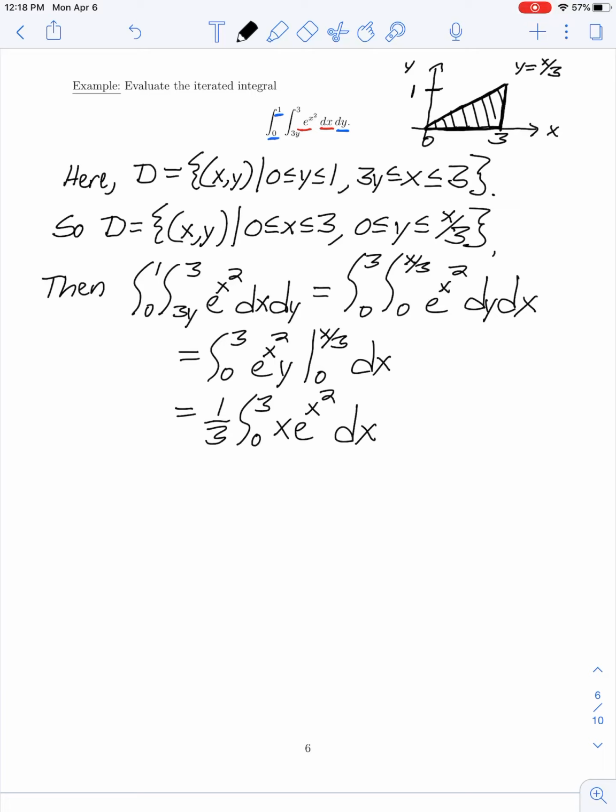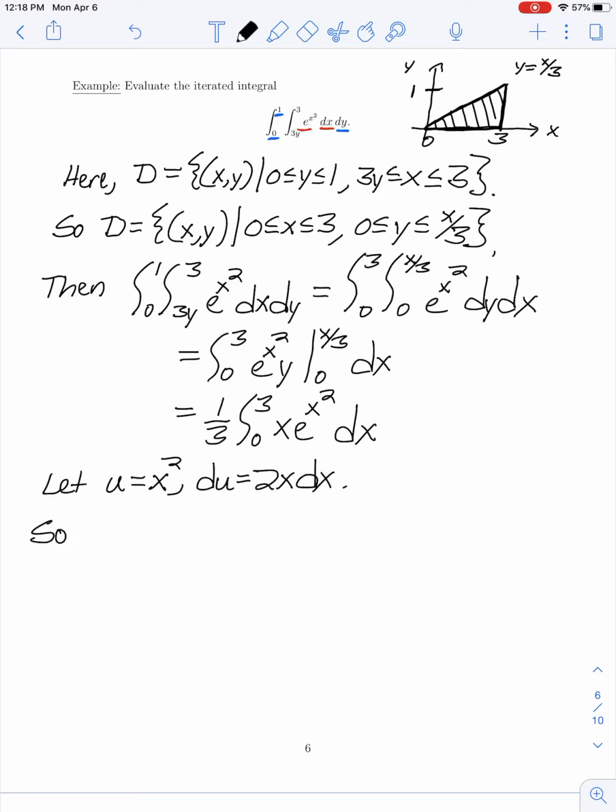And to evaluate this antiderivative, we would make use of a substitution. So if we let u be x squared, then du is equal to 2x dx.